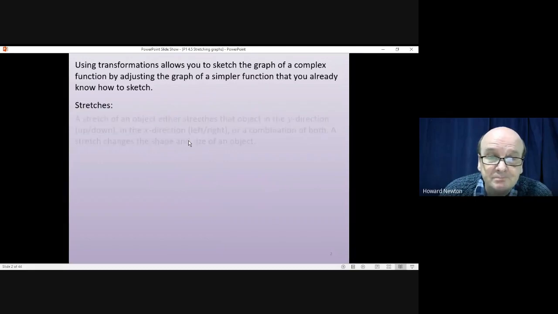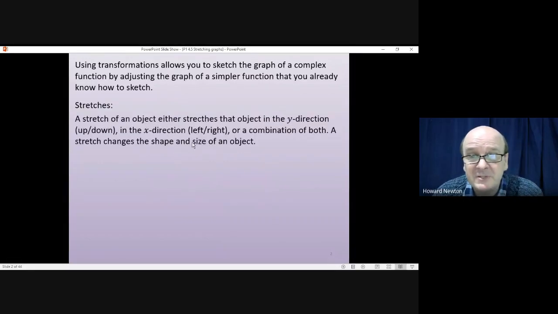A stretch of an object either stretches that object in the y direction, up or down, vertically, or in the x direction, left, right, horizontally. Or you can have a stretch that does both things. A stretch does change the shape and size of an object.